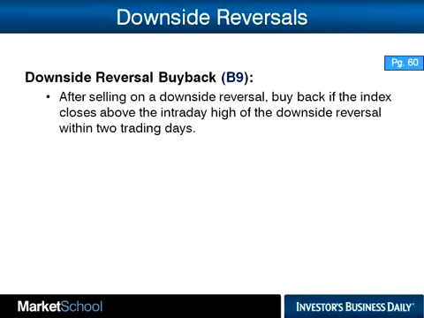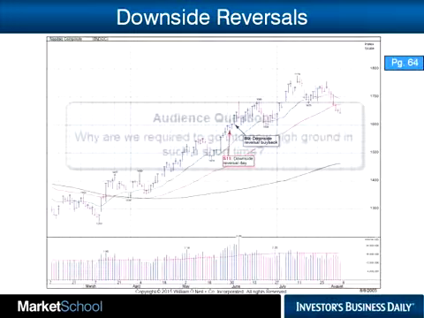One of the corrective measures is correcting a mistake we made. We had a sell indicator on the downside reversal, but it didn't work. The index goes right back up into new highs within 2 days. So we're going to kind of correct it and buy back. Let's take a look at what that looks like here.